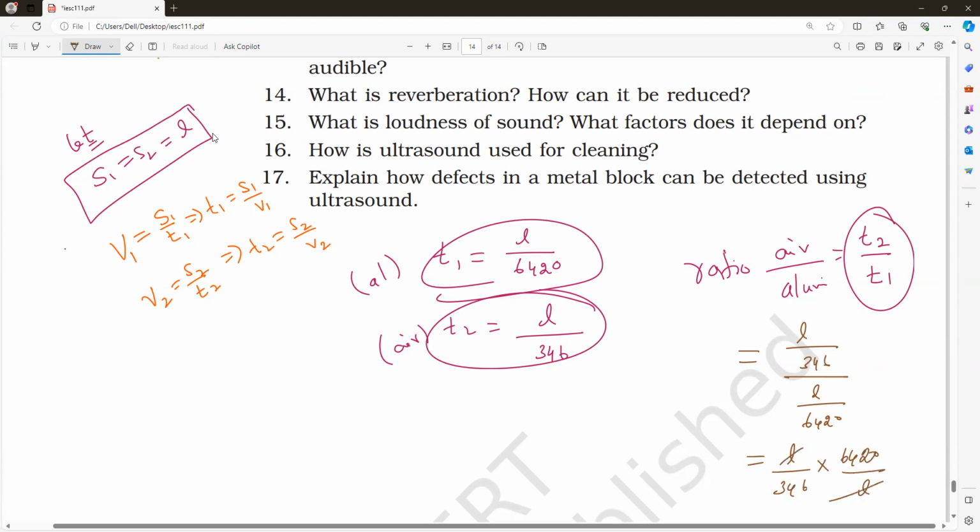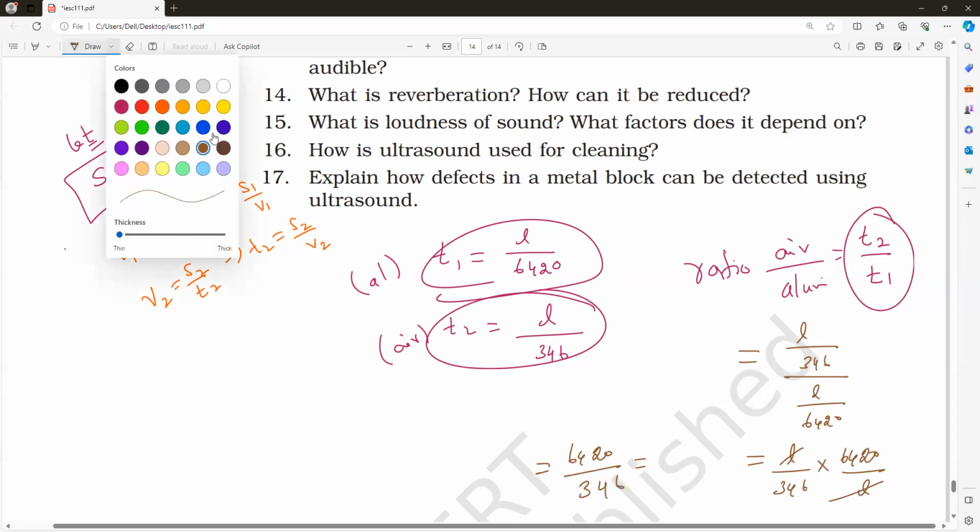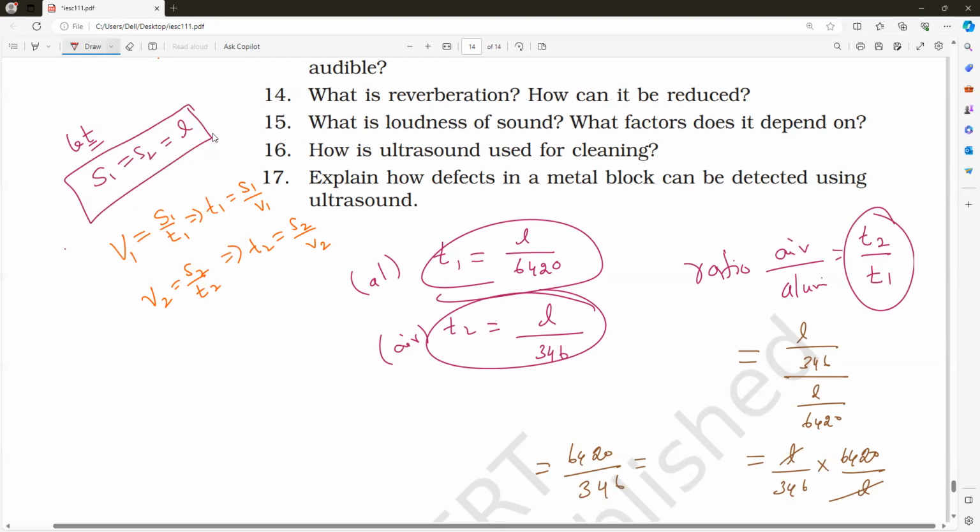Padma, are you doing everything? So it is 6420 divided by 346. Do the division and tell me, everybody. Both are even numbers, so simplify. What table can you use? Two table. Two sevens are, two threes are, two twos are, two tens are. So now 3210 divided by 173. Do the division and tell me, what is that amount?